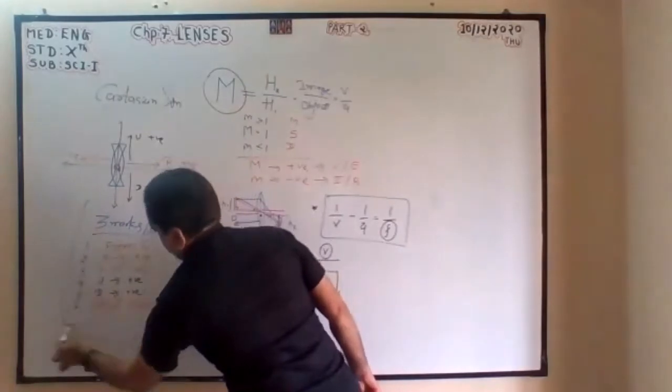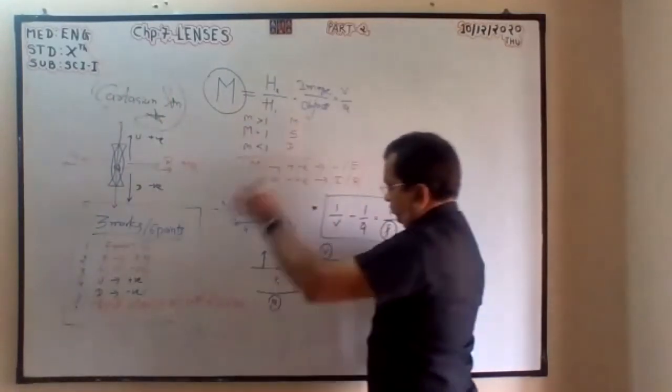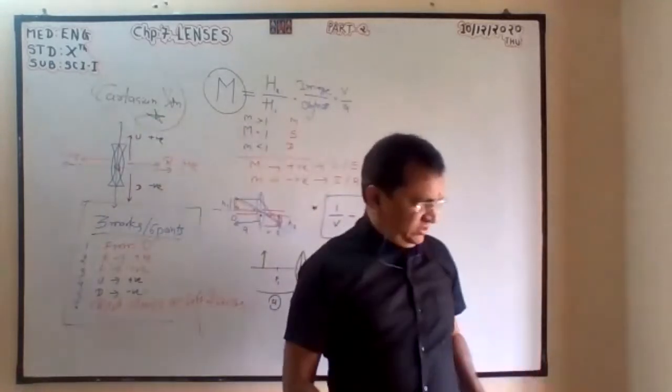So this formula, and the sixth is Cartesian sign convention. This is very important for the numericals. If you know this very well, 100%.